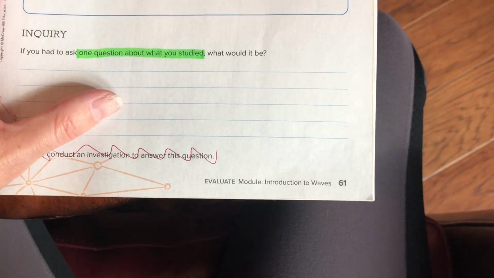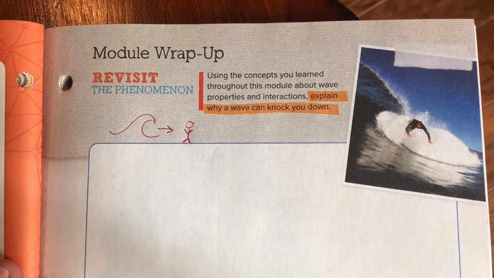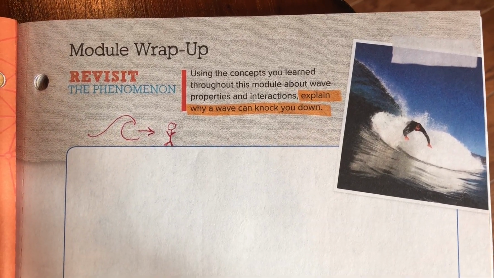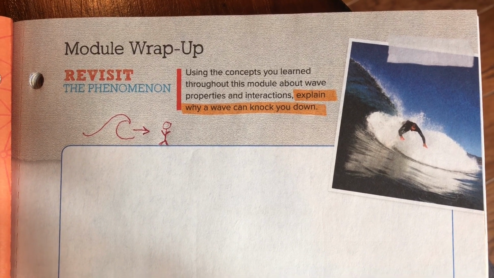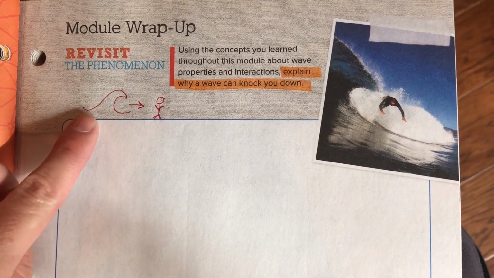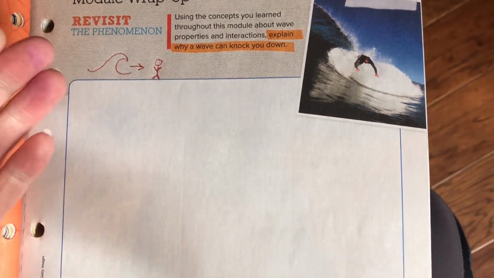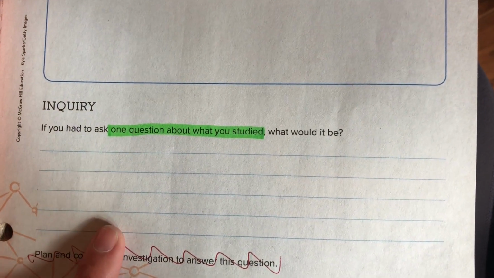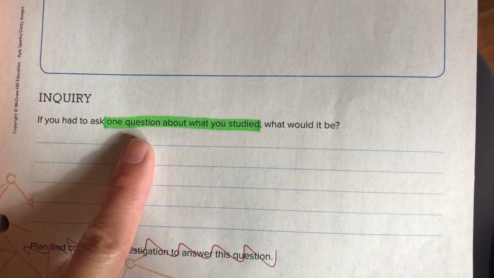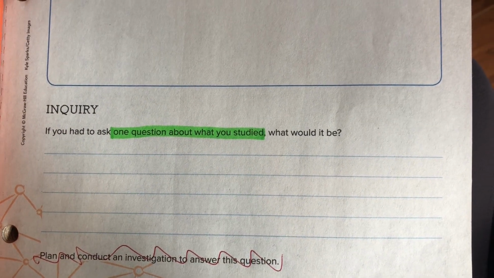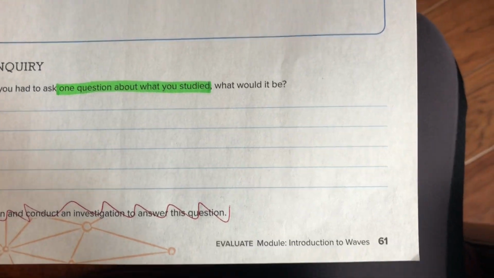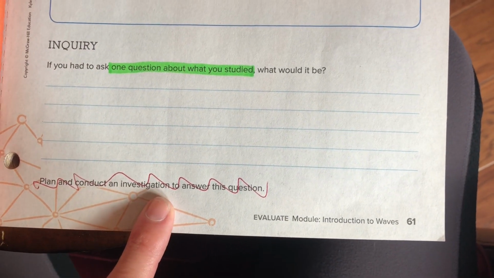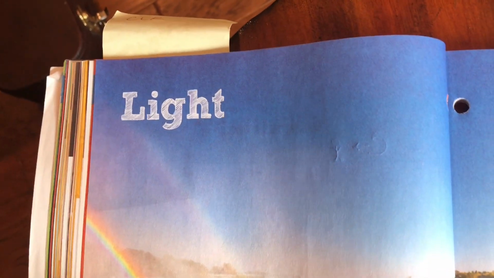So moving on to page 61, we have our module wrap-up. I do need you to use the concepts you've been learning throughout this module to explain why a wave knocks you down. So we've got this wave coming in, it's going to knock you down. Why is that? You can draw a picture and you can use vocabulary words in describing that. Then please write, I know there's a lot of lines here, one question about what you studied in this unit, and that's all I want you to write right there. You do not need to plan and conduct an investigation to answer that question, okay? And that's it. Next week we'll be starting with light.